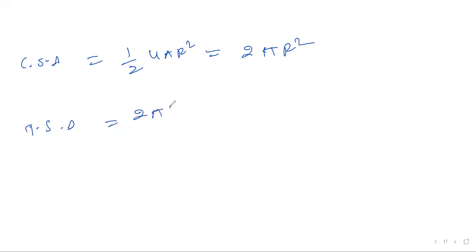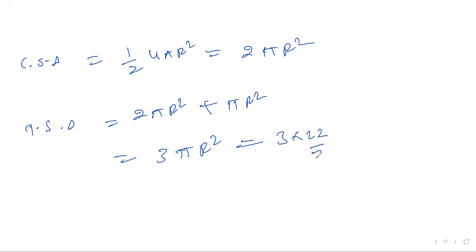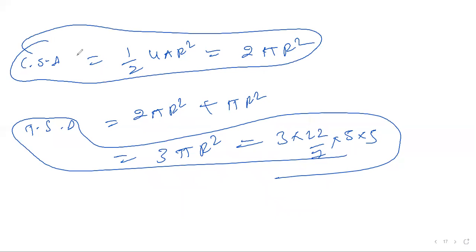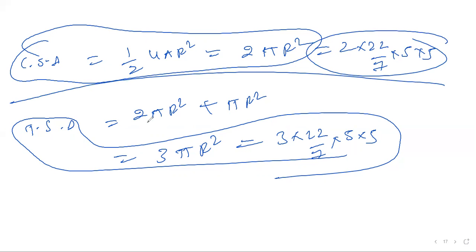This I should give as the CSA very clearly. 1 by 2 of 4 pi r square. The formula is 2 pi r square. TSA means 2 pi r square plus pi r square. The answer is 3 pi r square. So you can do it as 3 into 22 by 7 into r square, 5 into 5. This is the TSA. Sorry for the interruption. CSA means only this, 2 pi r square. So 2 into 22 by 7 into 5 into 5. Clear? This is the CSA formula. TSA means 50% of this plus this one, pi r square.